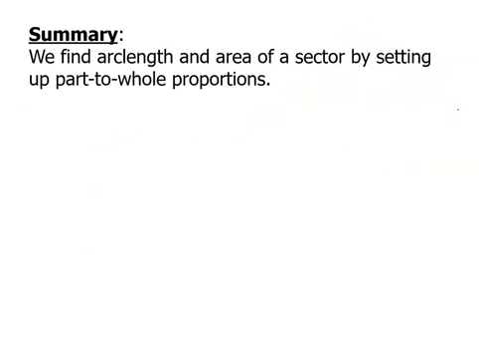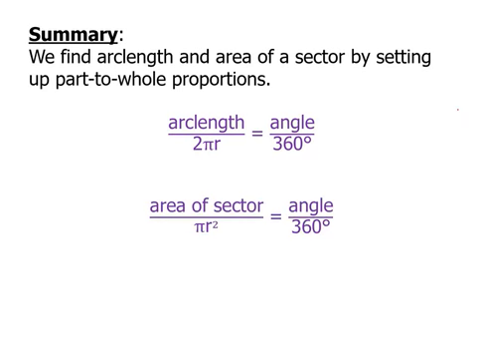In summary, we find arc length and area by setting up similar part-to-whole proportions. In both cases, we're setting up the proportion equal to a proportion of angles. So arc length is part of the circumference. It equals angle over 360. Area of a sector is part of the area of the circle, pi r squared, and that equals angle over 360.